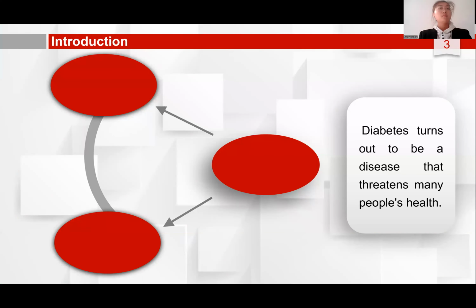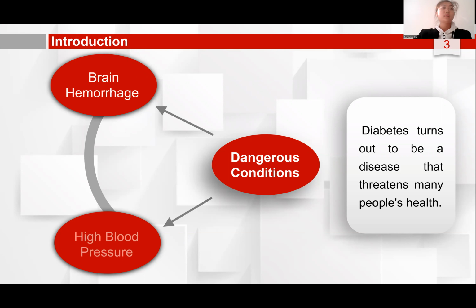Nowadays, diabetes turned out to be a disease that threatens many people's health. In serious cases, it may lead to dangerous conditions such as brain hemorrhage and high blood pressure. Therefore, people with diabetes need to check their health condition. In 1962, Clark and Lyons first presented a paper on enzyme electrodes and introduced the concept of glucose biosensors.